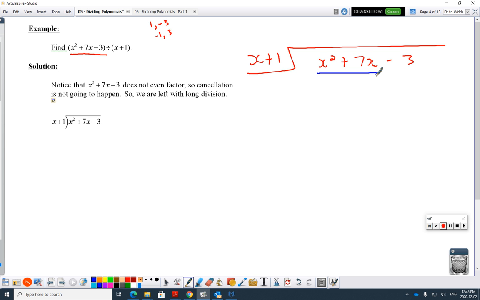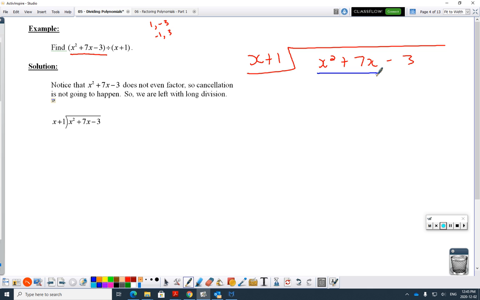So here's the plan. Maybe you already know what I'm going to write up there. I've got to write something up here that when I multiply it with x, I get x squared, so that it'll subtract and disappear. I'm going to say that sentence a million times in the next 25 minutes. So what do you put up here in the quotient that when I multiply it by x, I get x squared?